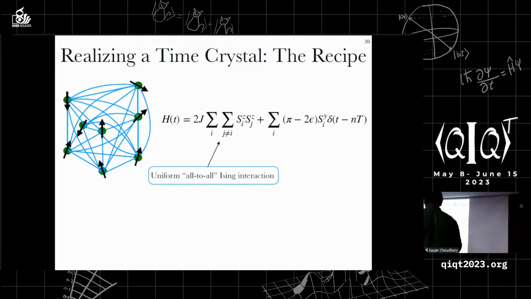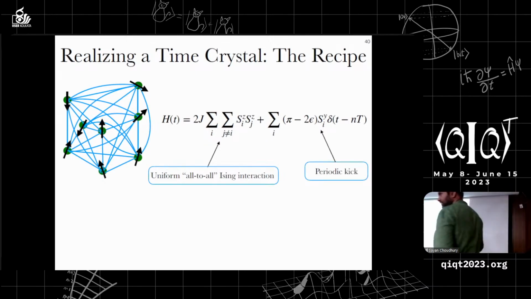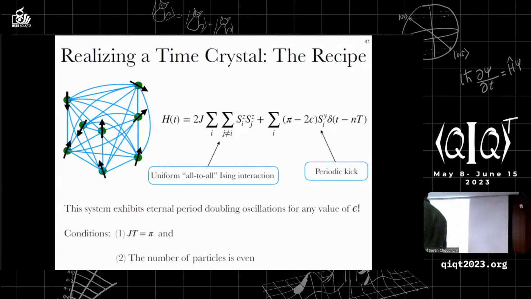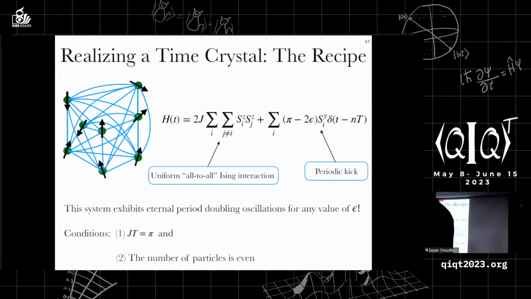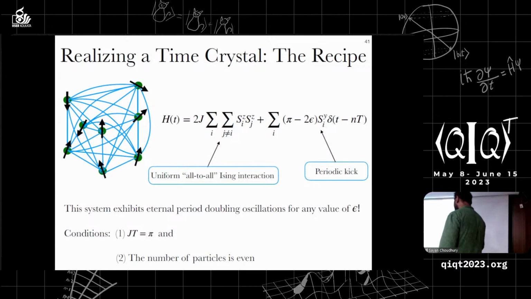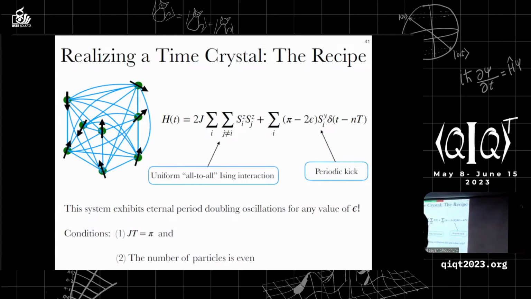So you have this uniform all-to-all Ising kind of interaction, and you give this system a periodic kick. What we show is that the system exhibits eternal period doubling oscillations for any value of this epsilon, as long as your JT equals pi and the number of particles is even. This is a special point which we can show analytically. Away from this special point, we can do numerics.